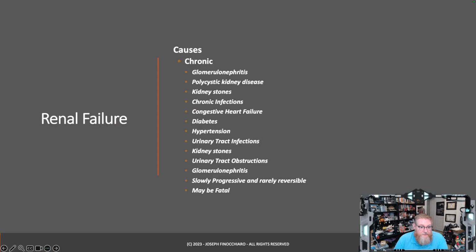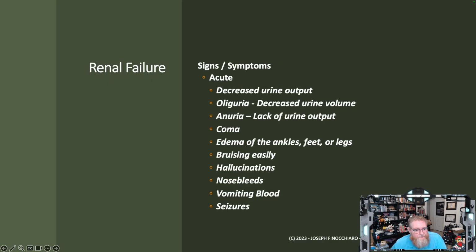Chronic renal failure can be caused by glomerulonephritis, polycystic kidney disease, kidney stones, chronic infections, congestive heart failure, diabetes, hypertension, urinary tract infections, kidney stones, urinary tract obstructions. It is slowly progressive and rarely reversible, which is a problem, right? And this may be fatal.